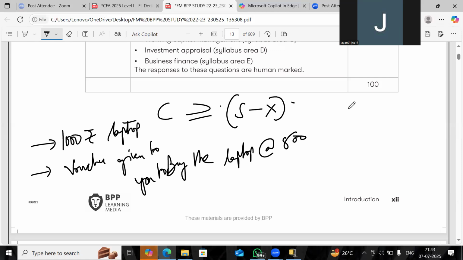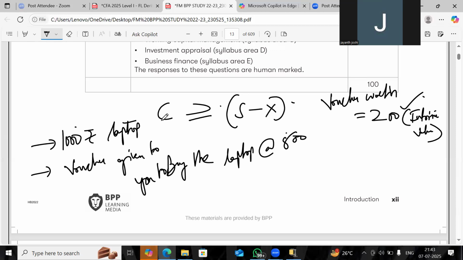So how much value has got created for you? You can buy a 1,000 rupees laptop for 800. So 200 is the value created for you, right? Yes. So that voucher, whoever is giving it, should be worth how much? It has created a value for you of how much? 200, right? Intrinsic value. Because this voucher is giving you a discount of 200, right? Without the voucher, you would have bought the laptop for 1,000. With the voucher of 200, you are buying the laptop for how much? 800. So the value created for you is 200.